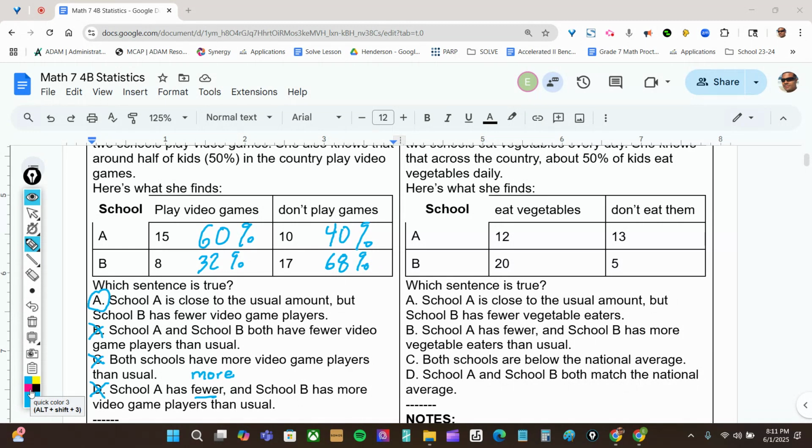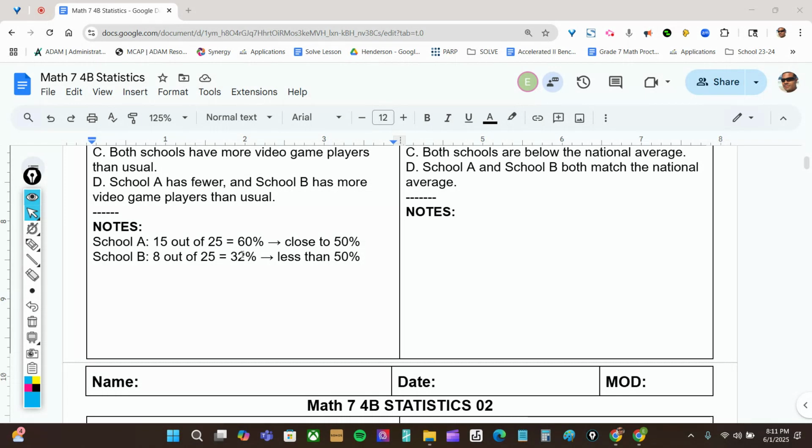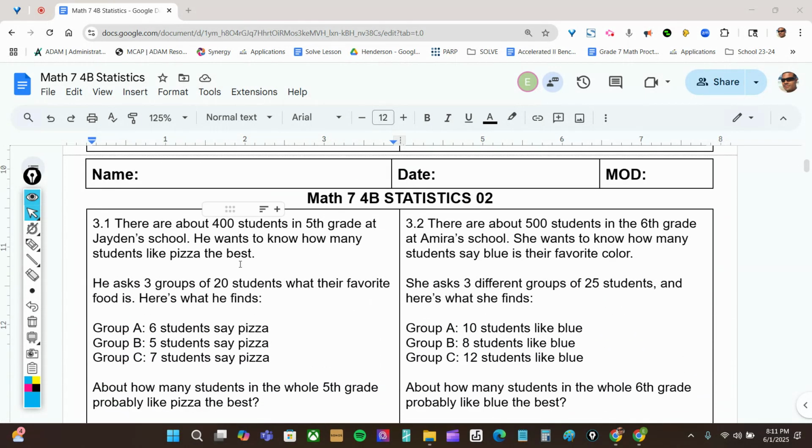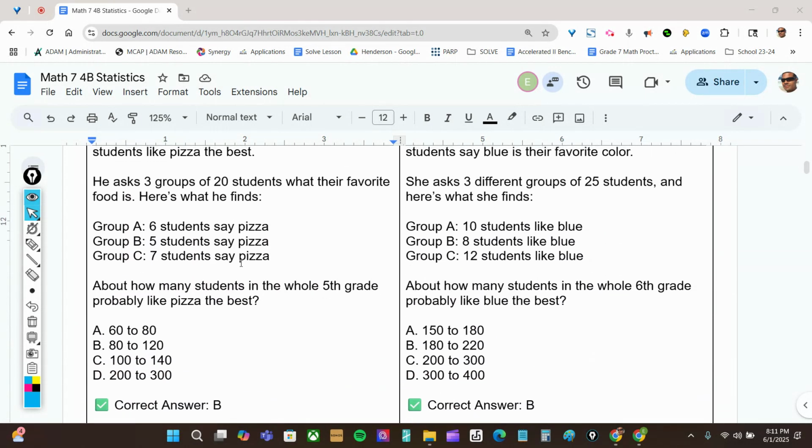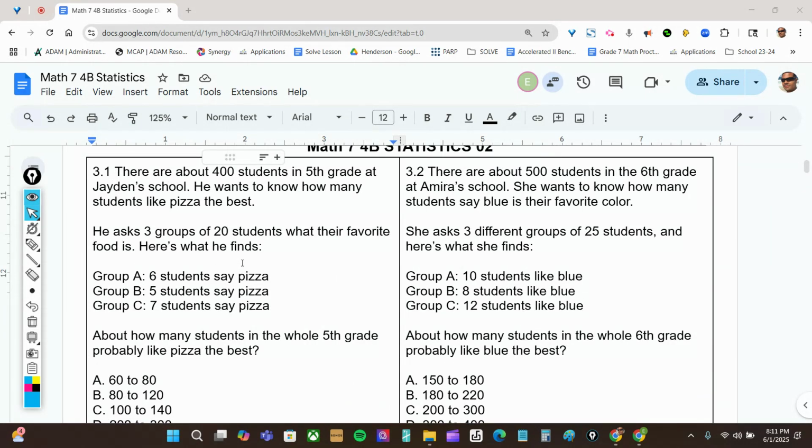Go ahead and do the same thing for the next one. Pause and rewind if necessary. I wrote the notes there for the percentages. Let's go on to the next one.